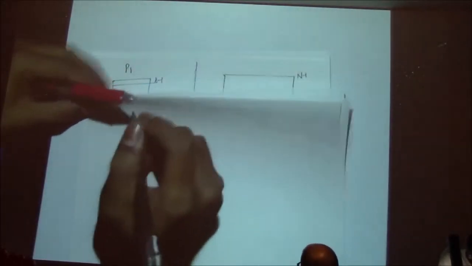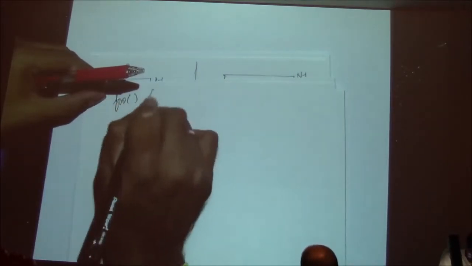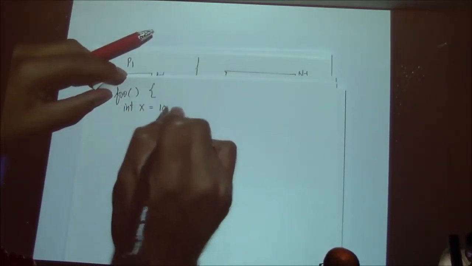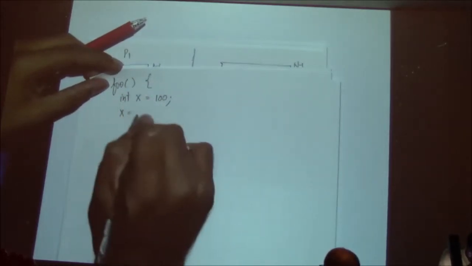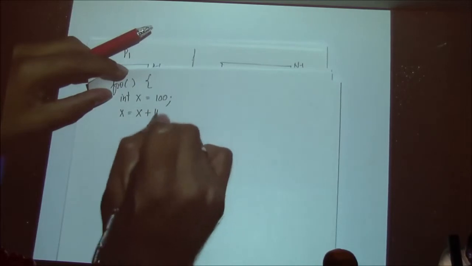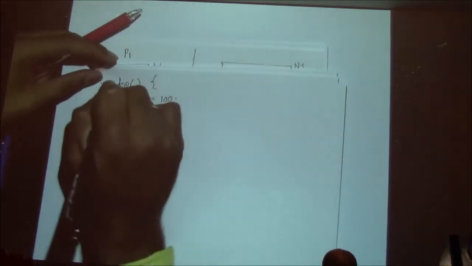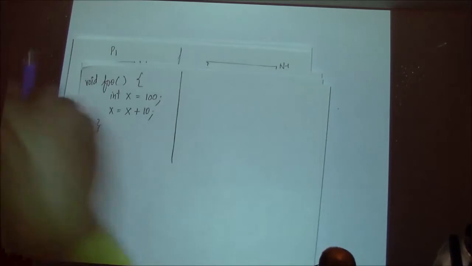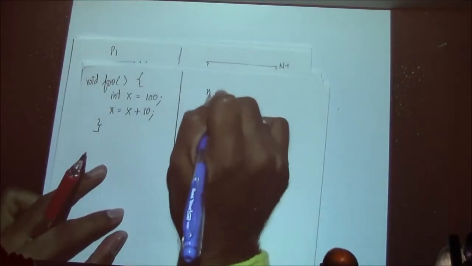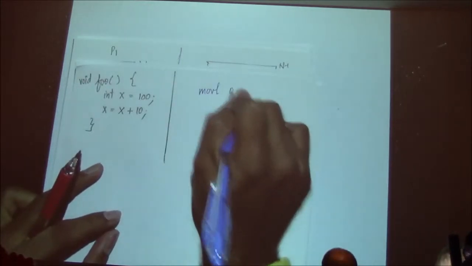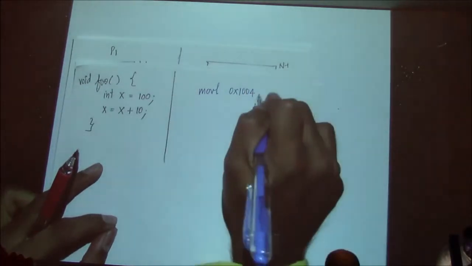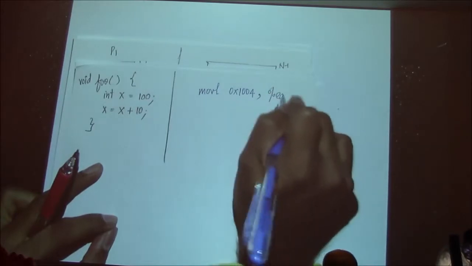Now let's take a very simple example. Let's assume a function like foo, with a variable x. It's 100. And then we just say x equals, so void function. We have this simple function, and in assembly, let's assume we have instructions like move. Let's assume x is at some address like 1004. Move the contents of this memory location to the register EAX.